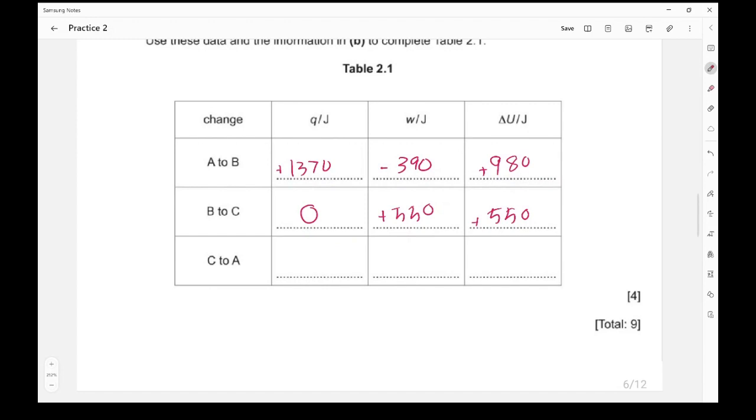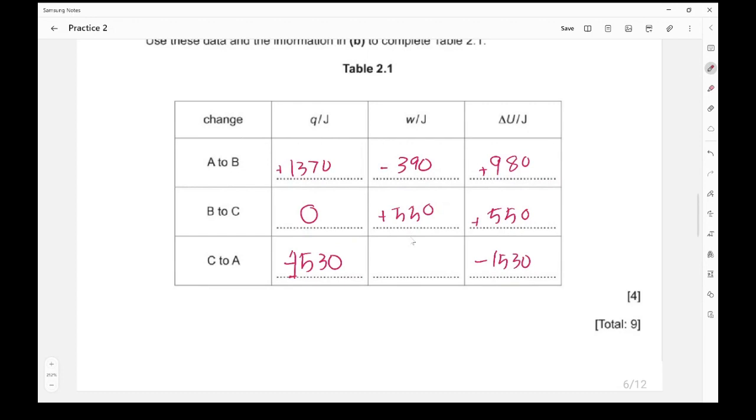So let me first find the total delta U up till point C. That is going to be 980 plus 550, which is 1530. 1530 is the value we got when moving from A to C, and that was given to the gas. So now this needs to be retrieved back, right? So it loses this amount, and the change in internal energy is going to be minus 1530. So at this position, A to B, B to C, and C to A, the overall change is zero.